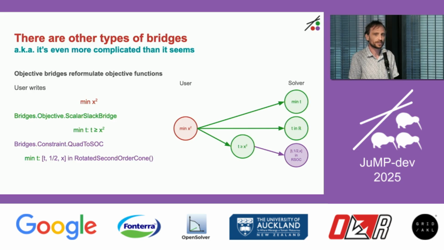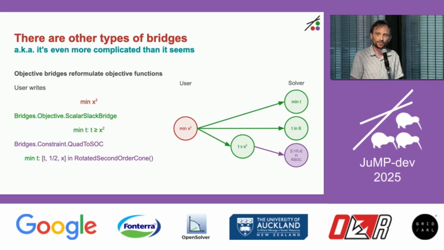A common one that comes up is if the user writes down a quadratic objective function, but the solver is, say, a conic optimization problem, and it only supports an affine objective function, but it supports a second-order cone or a rotated second-order cone. There's a way we can rewrite that quadratic objective function into a problem that the solver understands.